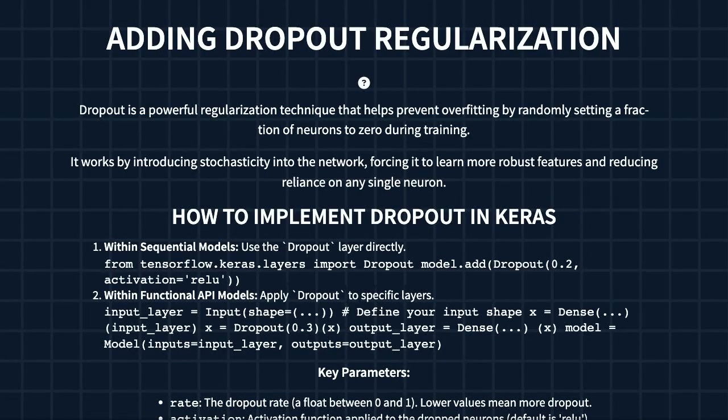Okay, let's talk about dropout, a really important technique for preventing your Keras models from memorizing the training data and becoming overly sensitive to noise. Essentially, it's like temporarily shutting off some of your neurons during each training step. This forces the network to learn more generalized features, making it perform better on unseen data. You can add dropout directly into your sequential or functional API models using the dropout layer. Just specify a rate, which controls how many neurons are dropped out, usually between 0 and 1. A higher rate means more neurons get turned off. You can also choose an activation function to use on those dropped neurons, and remember it's only active during training. You don't want dropout when you're making predictions.